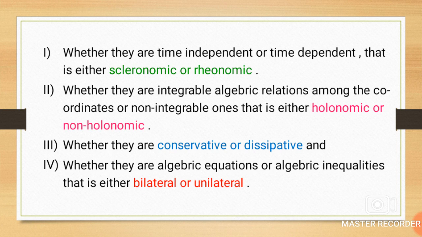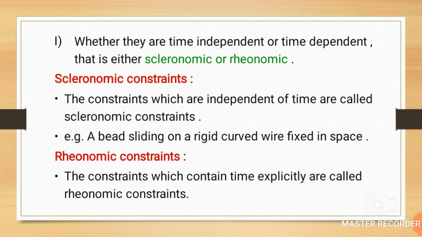First, we will see the first criteria, that is whether they are time independent or time dependent, that is either scleronomic or rheonomic. So first we see the scleronomic constraint. The constraints which are independent of time are called scleronomic constraints. Already we mentioned, if we consider a particular system and in that system there is no time parameter, that means the system is independent of time, then this type of constraint is known as the scleronomic constraint.